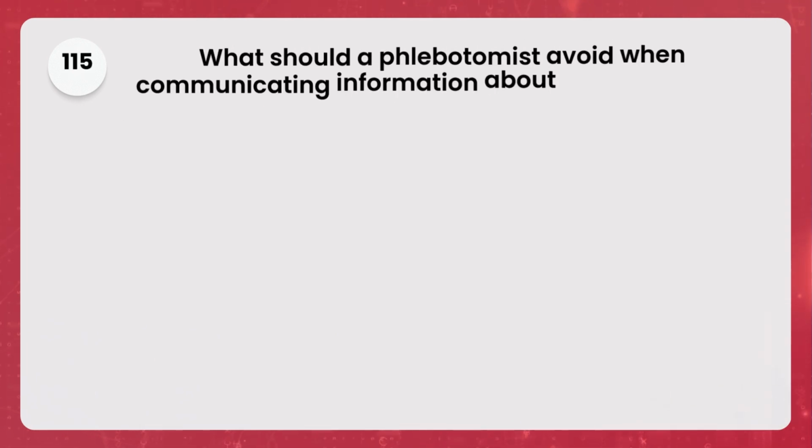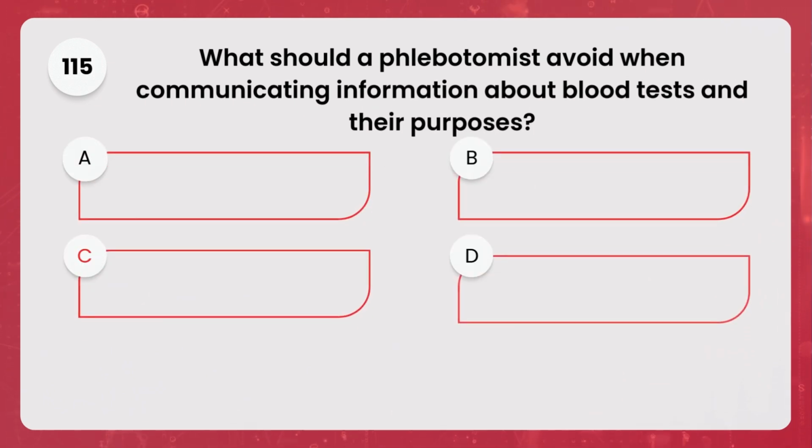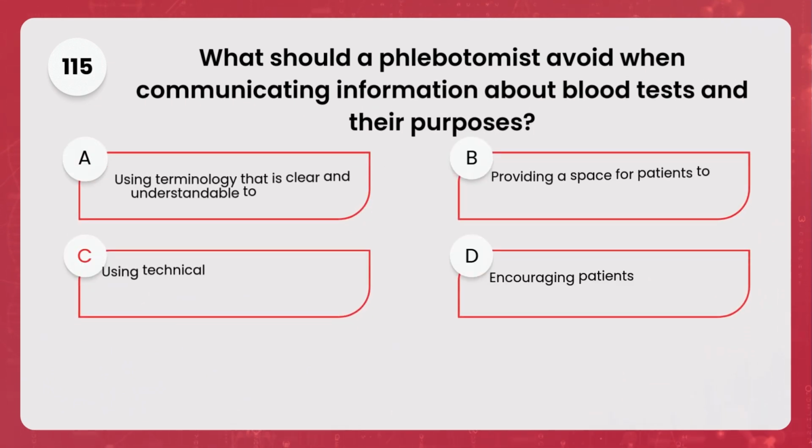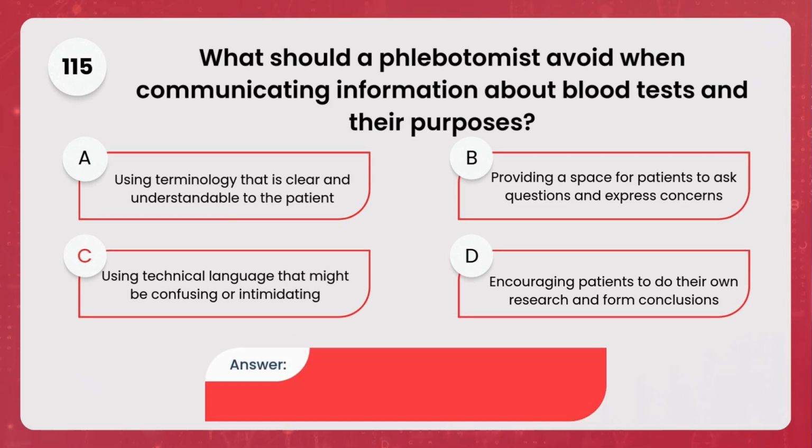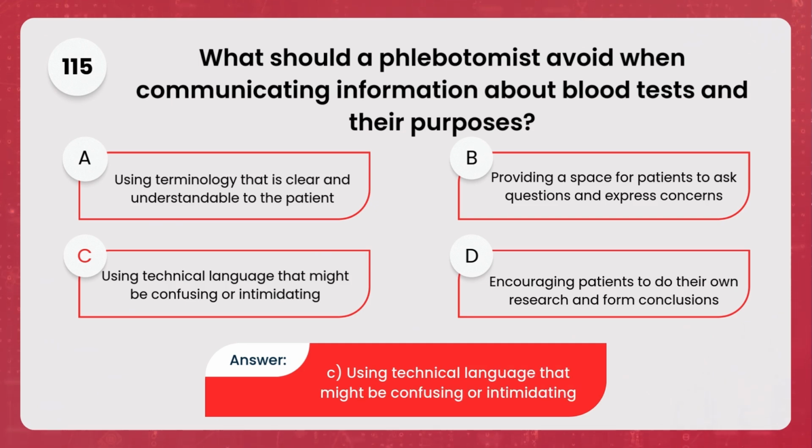Number 115. What should a phlebotomist avoid when communicating information about a blood test and its purposes? A. Using terminology that is clear and understandable to the patient. B. Providing a space for patients to ask questions and express concerns. C. Using technical language that might be confusing or intimidating. And D. Encouraging patients to do their own research and form conclusions. The answer is C. Using technical language that might be confusing or intimidating.